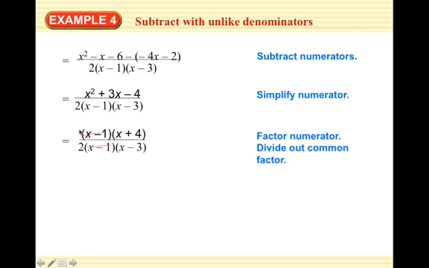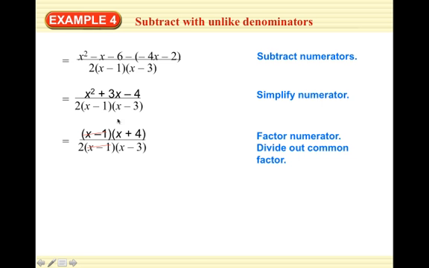So the numerator is a trinomial. So we're going to have x plus or minus something times x plus or minus something if we can factor it. So let's see. Things that multiply to be negative 4 and add to be positive 3. Minus 1 and positive 4. Those multiply to be negative 4. Negative 1x plus 4x gives us 3x. So that is a correct factorization of x squared plus 3x minus 4.